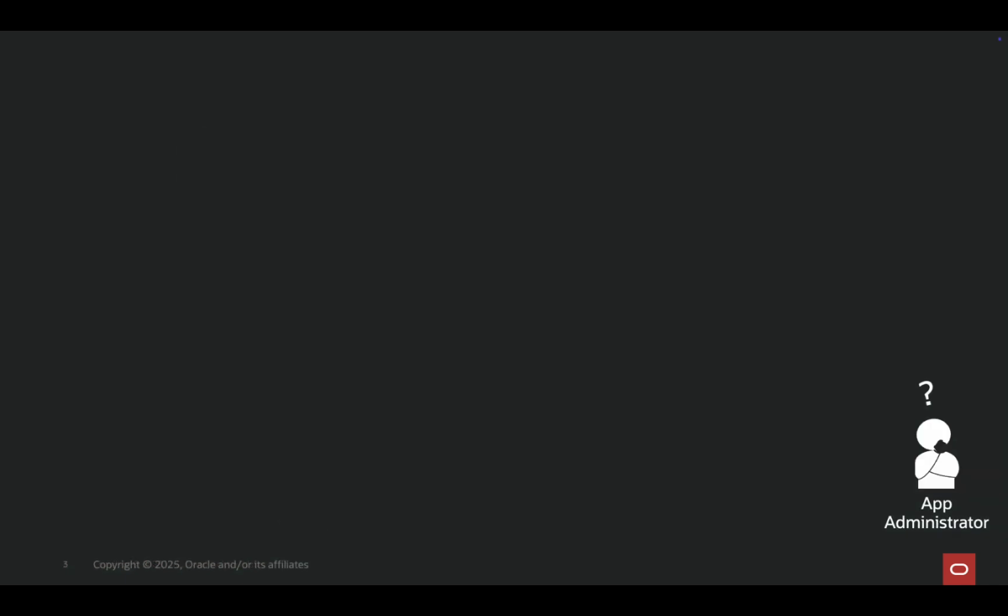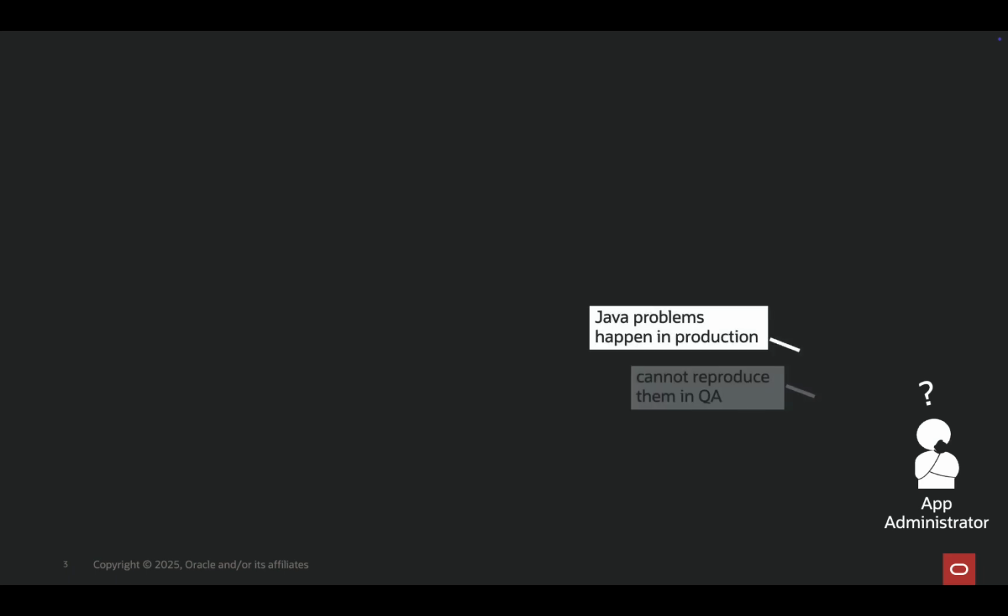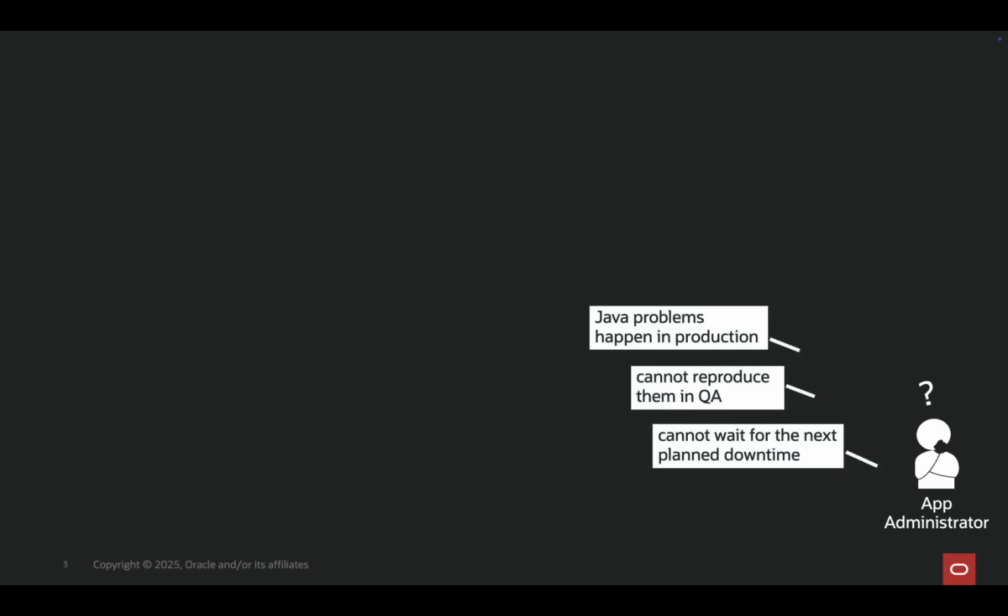So here we have an application administrator who often has to diagnose Java in a production environment. But why does he have to do so? That is because the problems happen in production, and he can't reproduce them in his internal environment, and he can't wait for the next planned downtime to fix the problem.